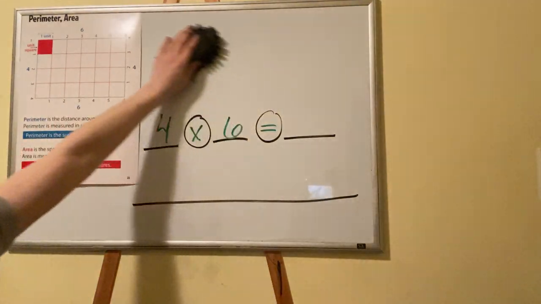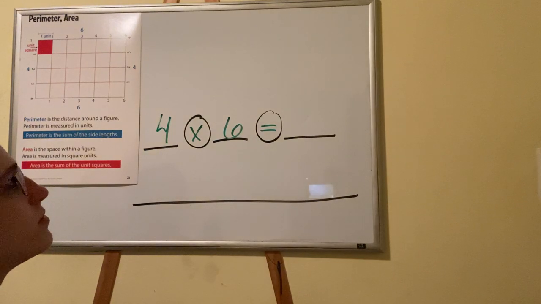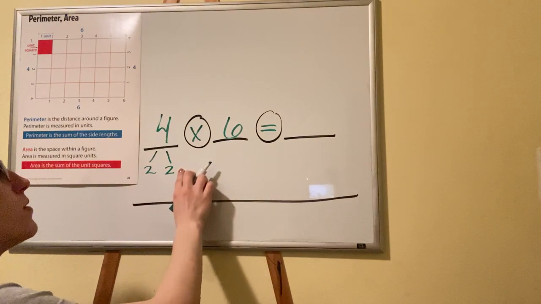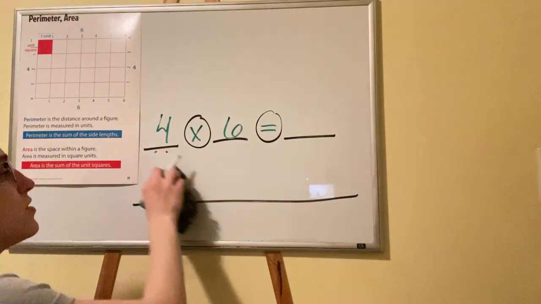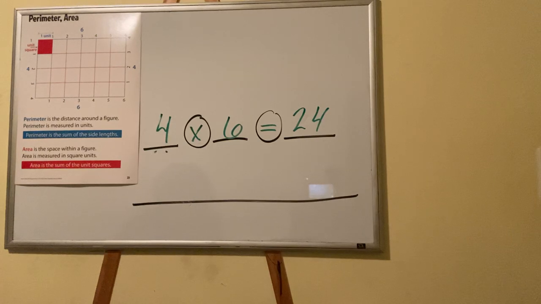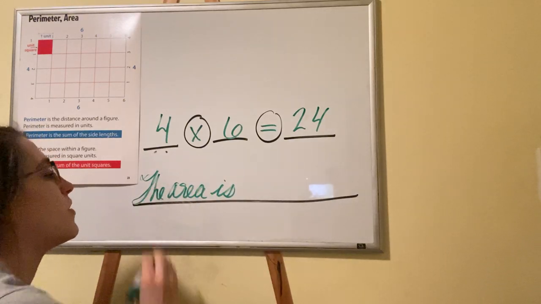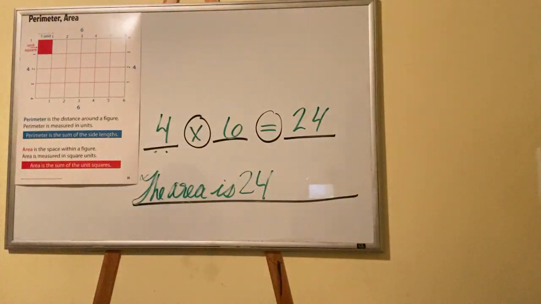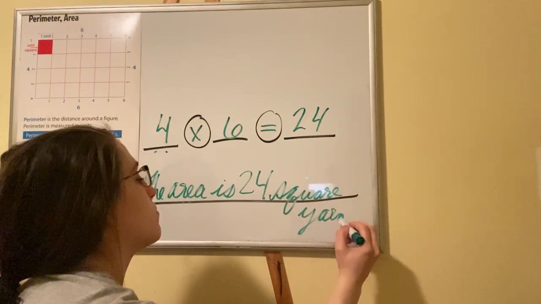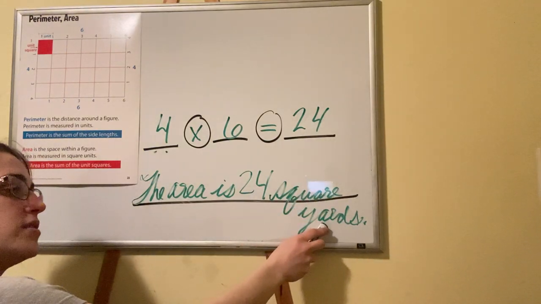4 times 6 is what? You can count by fours. You can count by sixes. You could do 6 times 2, which is 12. And then again, 6 times 2 is another 12, and 12 and 12 together is 24. So the area is what? Area is 24. How is area measured? Square yards. The area is 24 square yards.